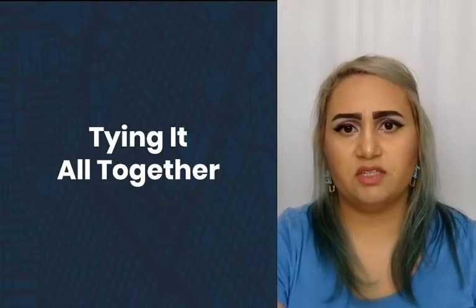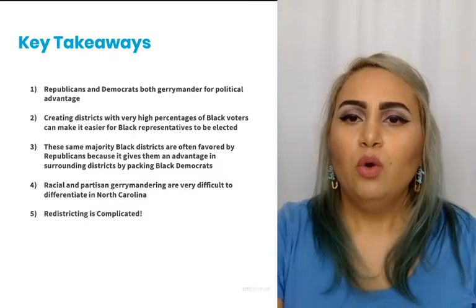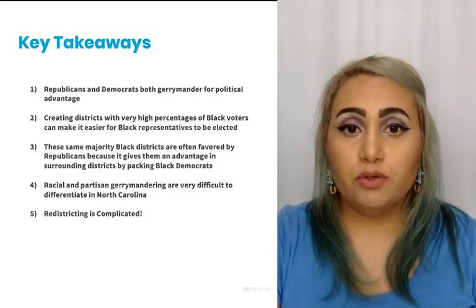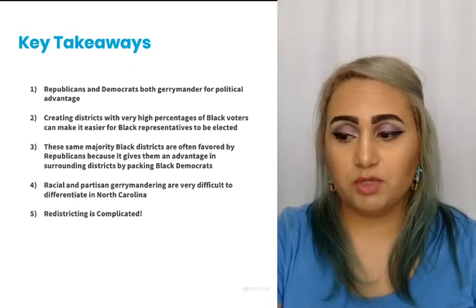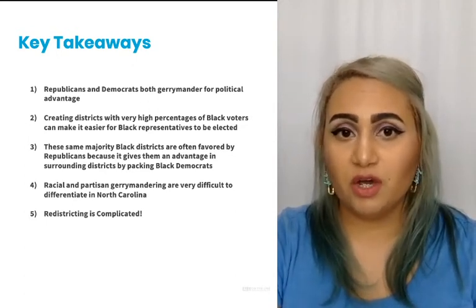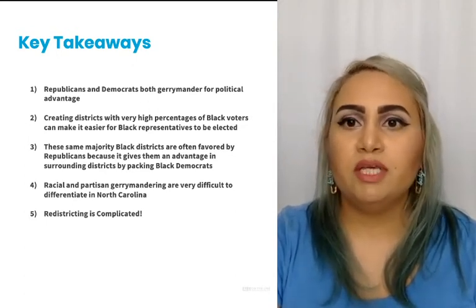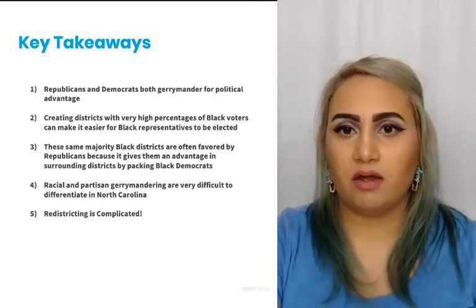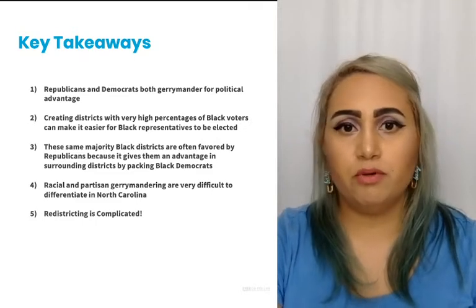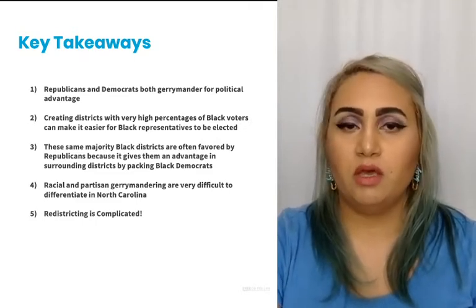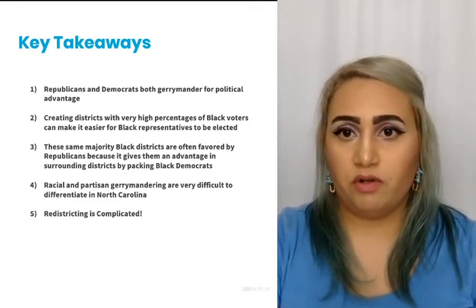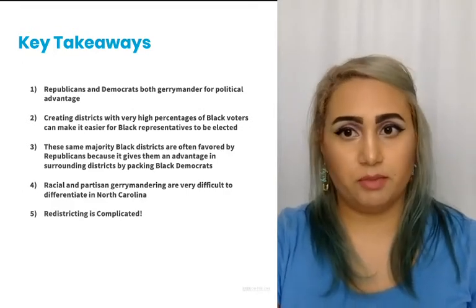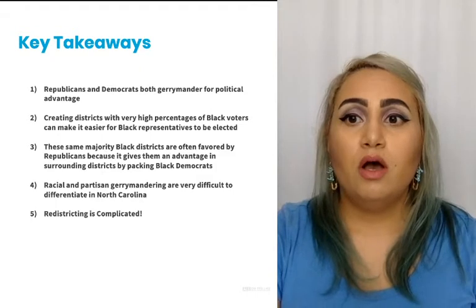All right, so let's bring this all together. What are the key takeaways? First of all, the most important thing to remember, and I'm sure you all already know this really well: Republicans and Democrats both gerrymander for political advantage. It's not a matter of party, in the sense that both of them are equally capable of being politically interested in their own advantage and drawing the maps to support that. So it's just something to be aware of.